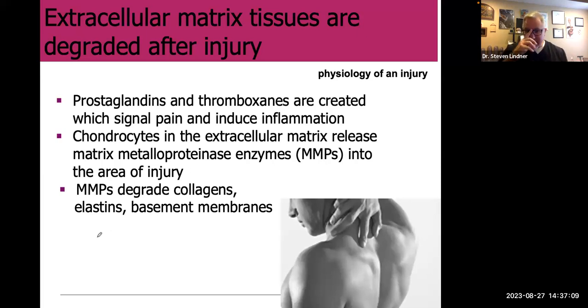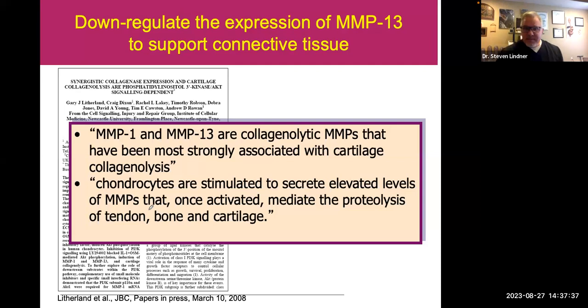So the chondrocyte, that is the cell that releases these matrix metalloproteinases, aka collagenases or proteinases, and they're going to break down anything with collagen, elastin. It's going to destroy everything. Now think of collagen: it's in skin, it's in your muscles, it's in tendons, it's in joints, it's in blood vessels. So there's different types of MMPs. There's MMP1 and MMP13, and these are collagenolytic. Lytic or lysis means to break down collagen. These are mostly associated with cartilage breakdown, right? Collagenolysis, MMP1 and MMP13. The chondrocytes are stimulated to secrete these high levels of matrix metalloproteinases.